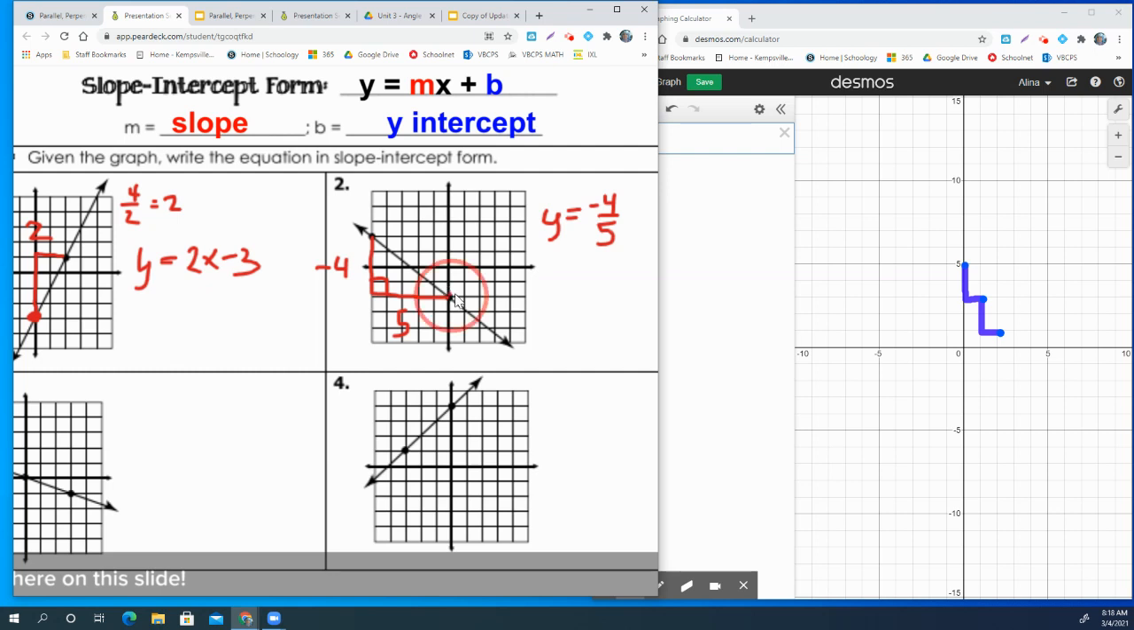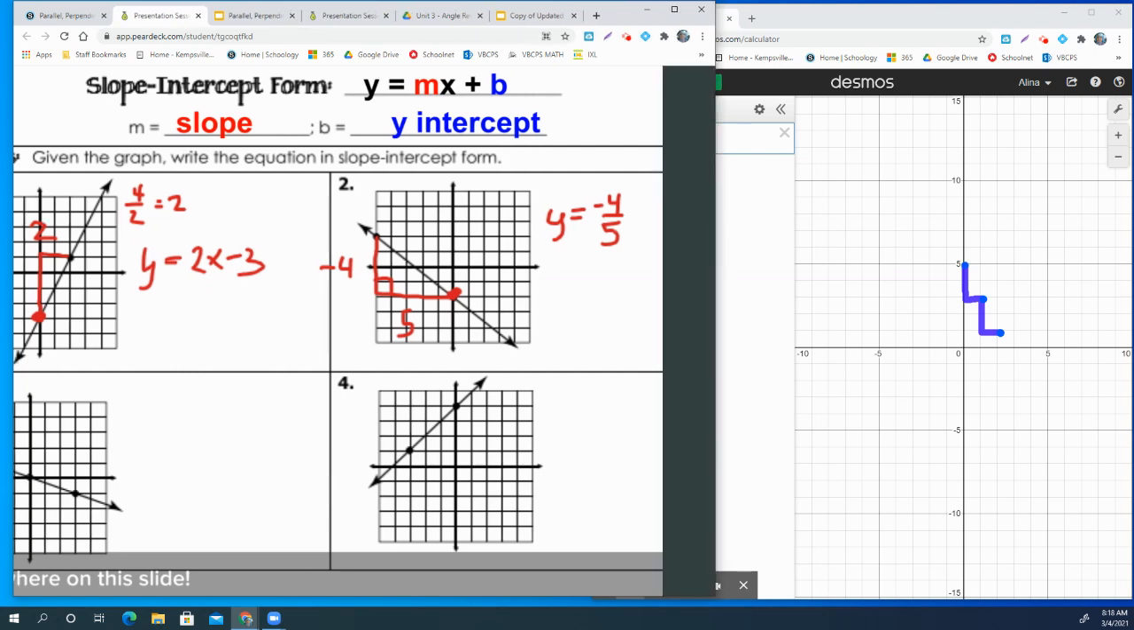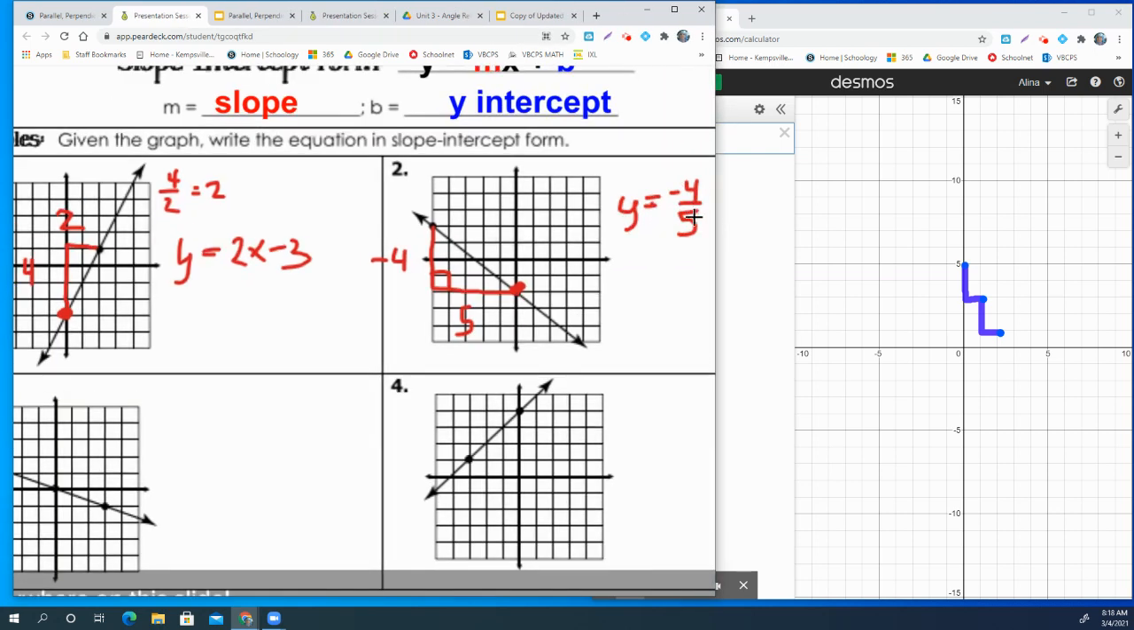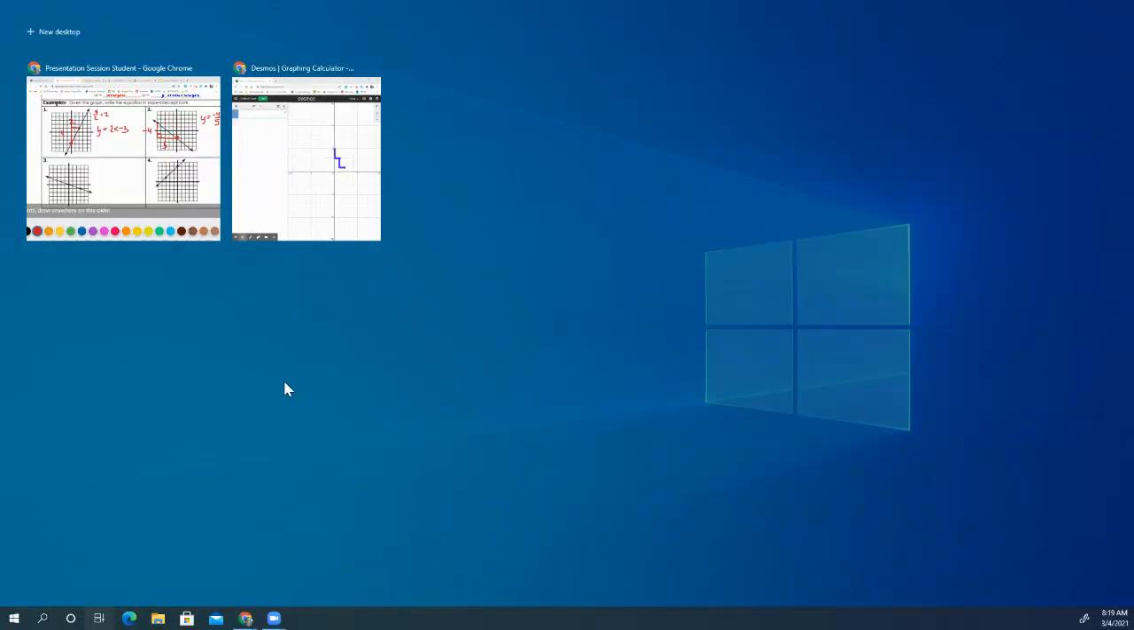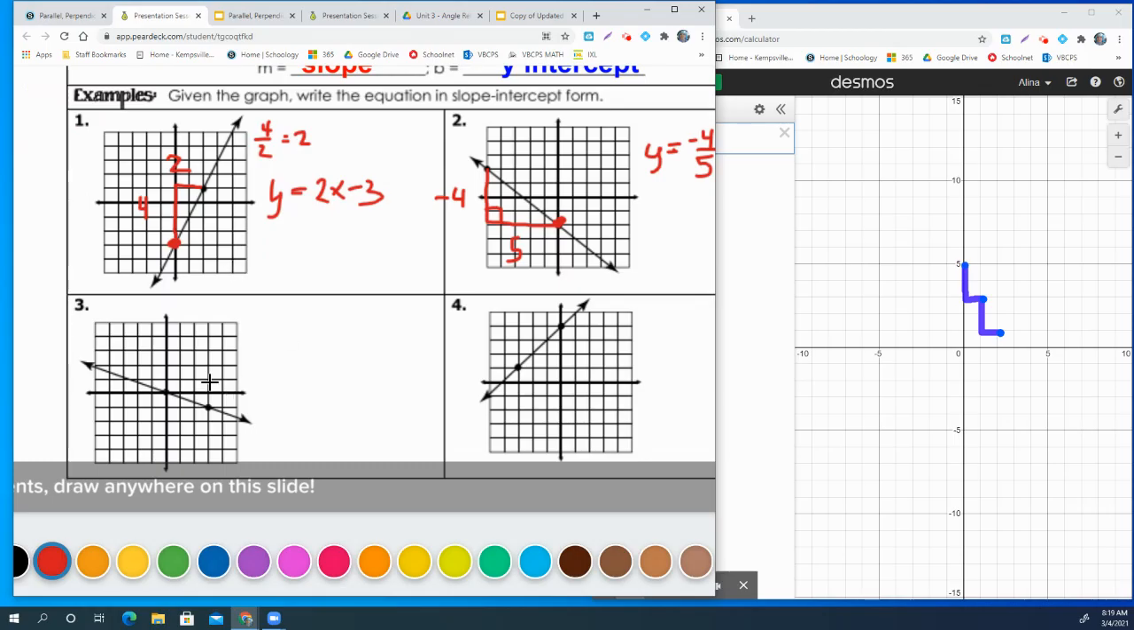And then I need to know what the intercept is. So what is the intercept? -2. So we're going to go x and -2. Do 3 and 4. See if you can write the equation for 3 and 4.